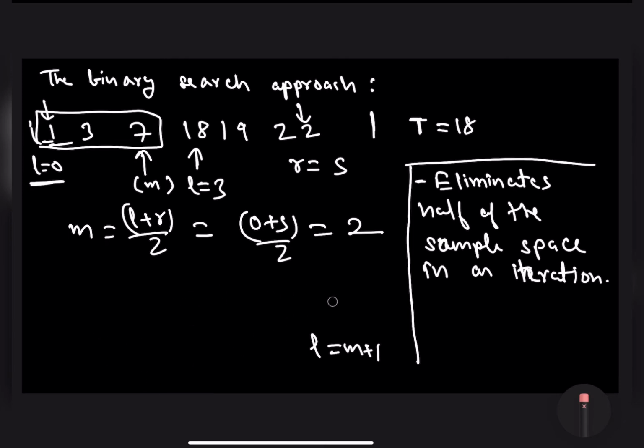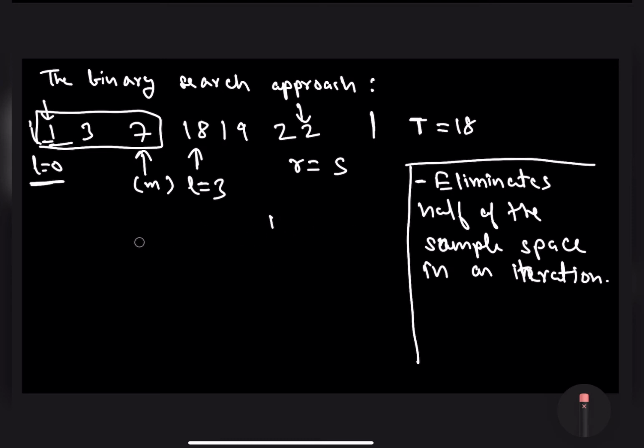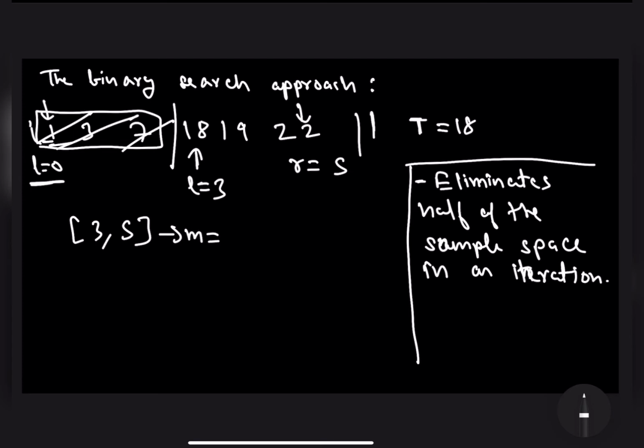All right. So I hope you guys are getting the gist of the algorithm. Let's just say that I have already eliminated this part of the sample space and I'm no longer interested in them. So now my new sample space is L equals 3 to 5. The new value of M will be (3 + 5) / 2, that is 8 / 2, that is 4. So my new M will be pointing to 19. So M will be equal to 4.